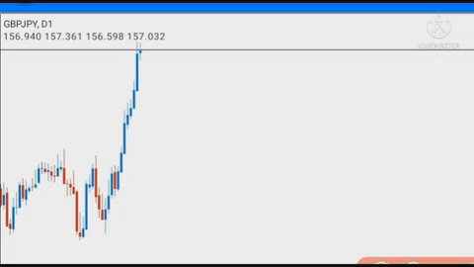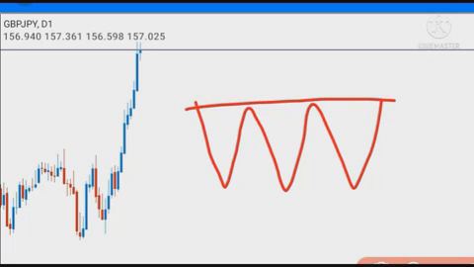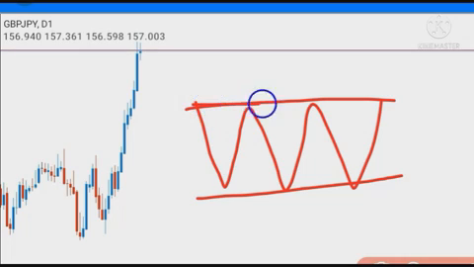For instance, let me show you an example of liquidity in a diagram. We have a situation like this. Look at it. This is a price level. This is another price level. Now, price is contained within these two price levels. The high here and the low here.